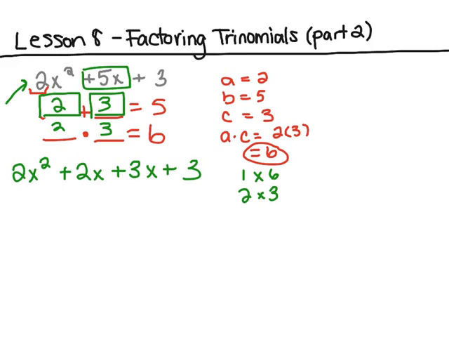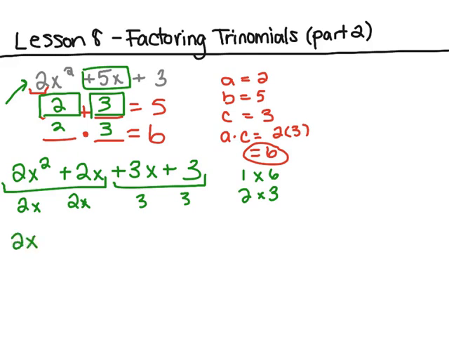Your next step is to split into two groups. And you're going to take out your greatest common factor. So the greatest common factor in our first group is 2x. And the greatest common factor in our second group is a 3. Now you're going to factor out those numbers.